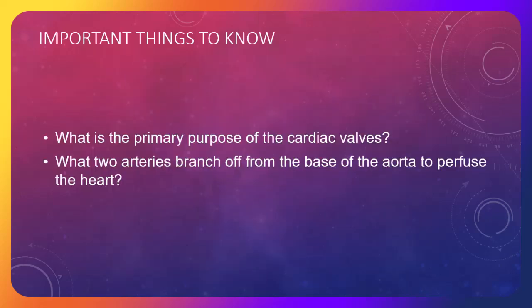What are the two arteries that come off of the base of the aorta that feed the heart? Now, the coronary arteries is the whole thing, but there are the left and the right coronary arteries. Coronary means crown. Which you'd think would be up here, but I guess not. It's around. Don't try to figure it out. It's at the base of the heart, okay?